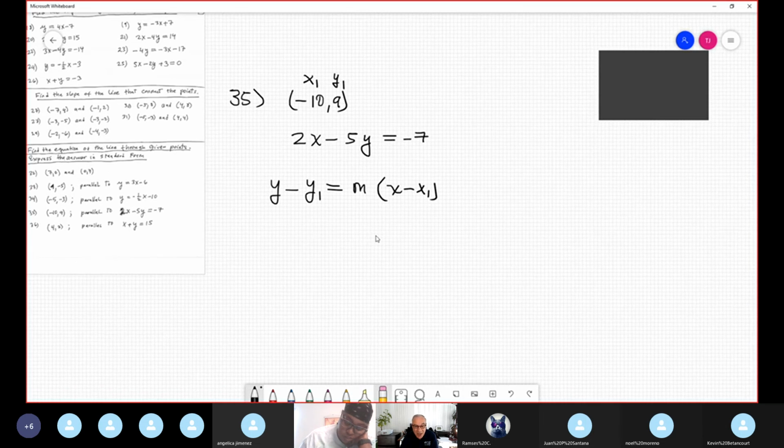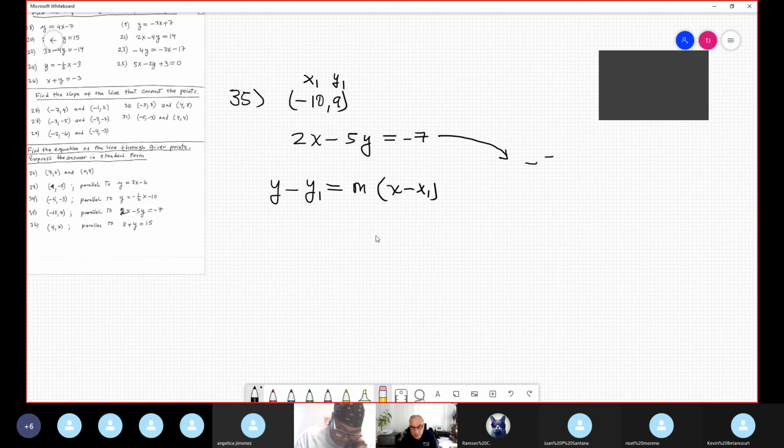Now I know why: because the given line is expressed in standard form. In standard form, I don't see the m clearly. What should I do? Well, I need to modify it to slope-intercept form. So, solve for y.